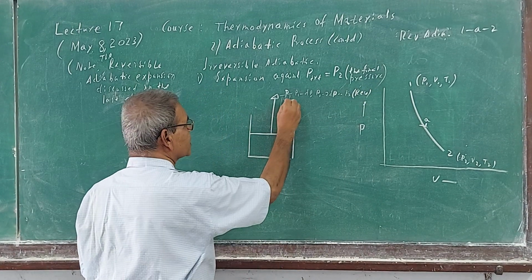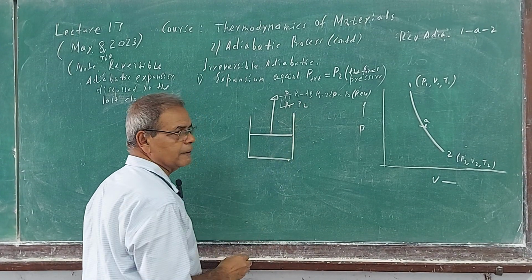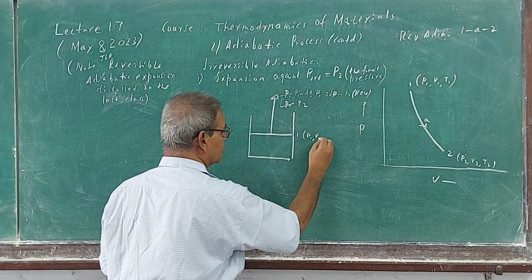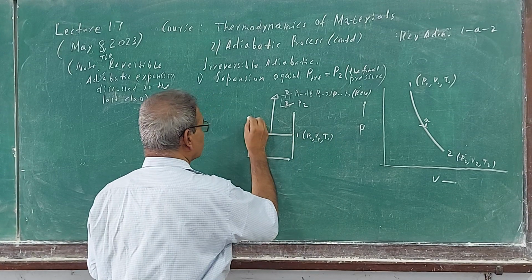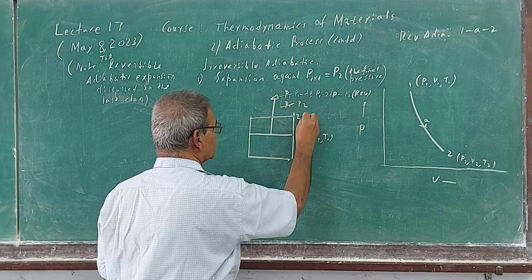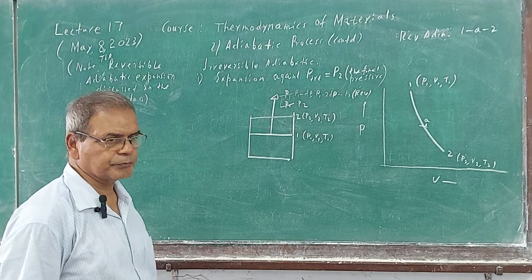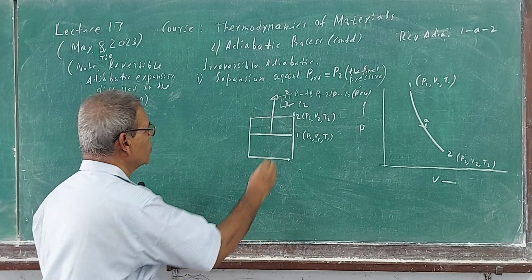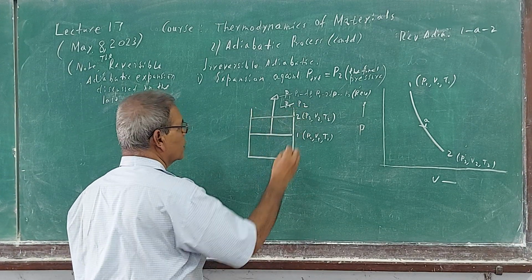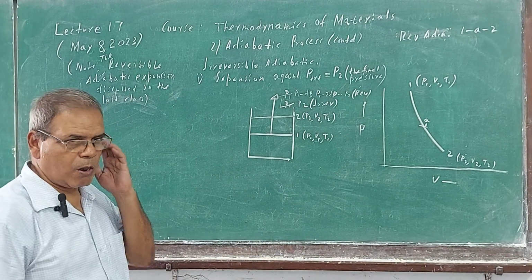But the irreversible, in contrast, you again start with P1, but abruptly change to P2. So write state 1 here. State 1 is P1, V1, T1. The reversible was P2, V2, T2. This one is irreversible. First one: against P external is P2.